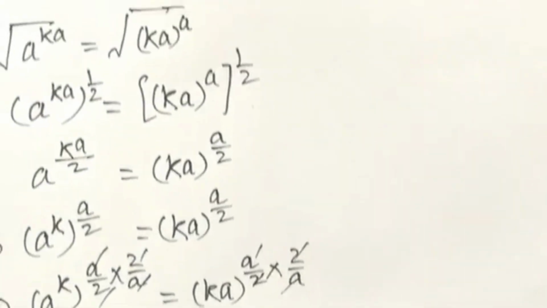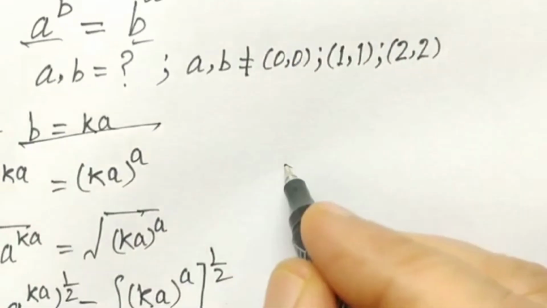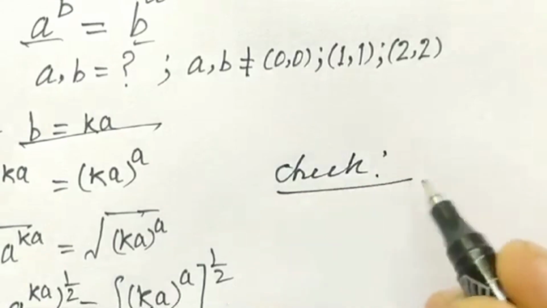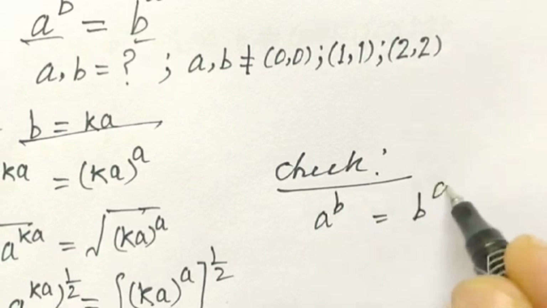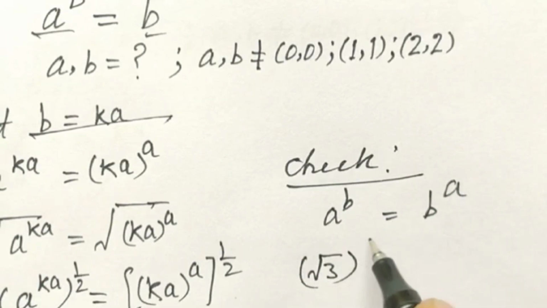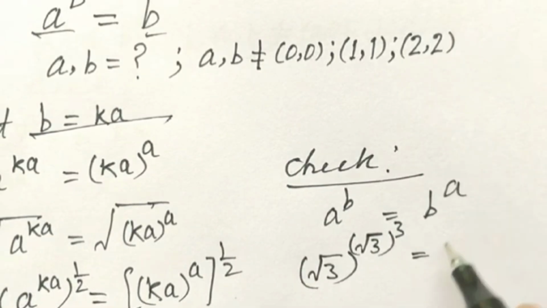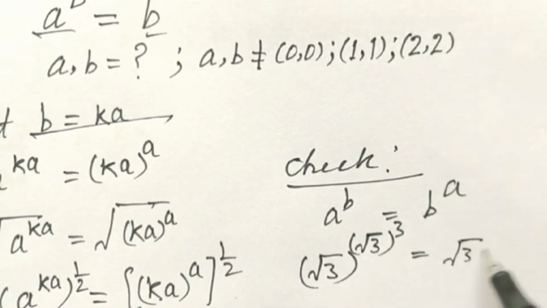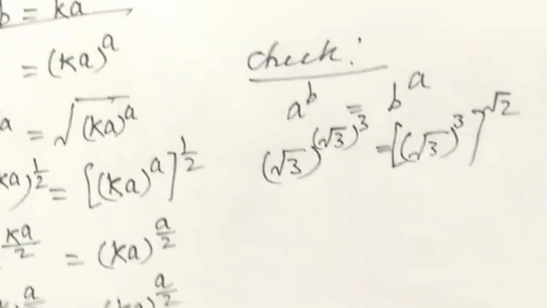Now if we check, a to the power b should be equal to b to the power a. So a is square root of 3, to the power b, which is square root of 3 cube, is equal to b, square root of 3 cube, to the power a, which is square root of 3.